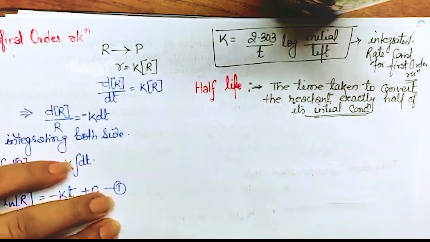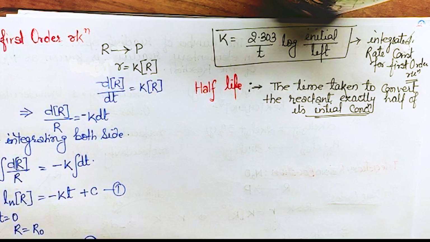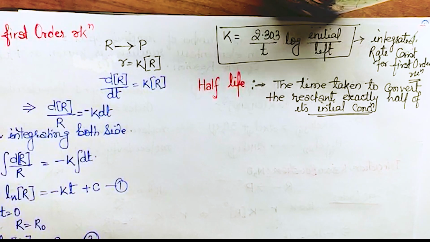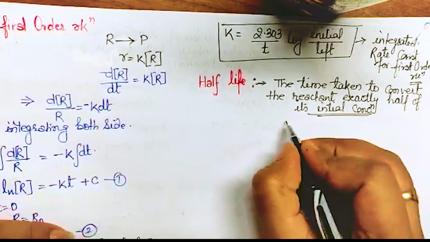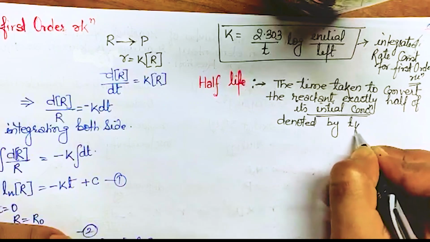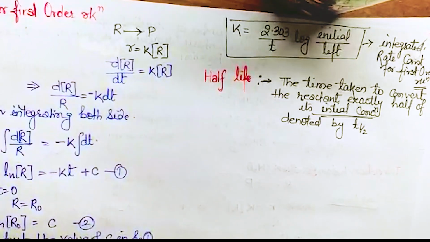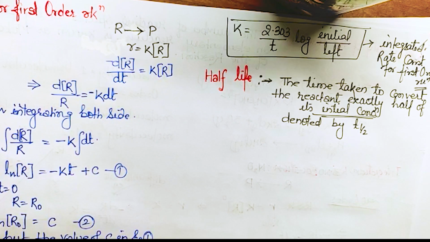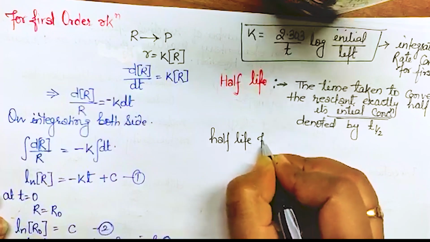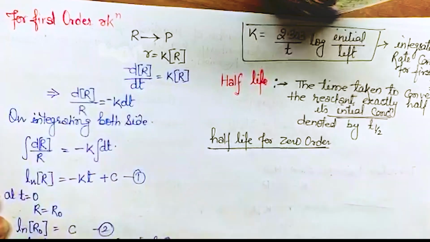Got it here? So initially, if it is R, whatever the time taken to convert this concentration R to R by 2, that is called half-life. Okay, denoted by T half, with half as a subscript. Clear? So let's find half-life for the zero order, and then we will find for the first order. So half-life for zero order. Let's write the formula first.